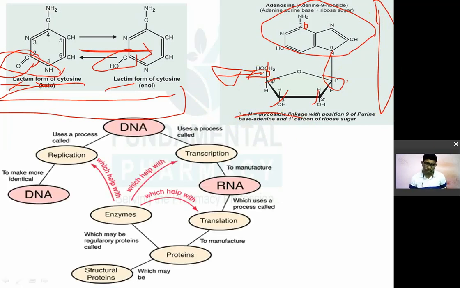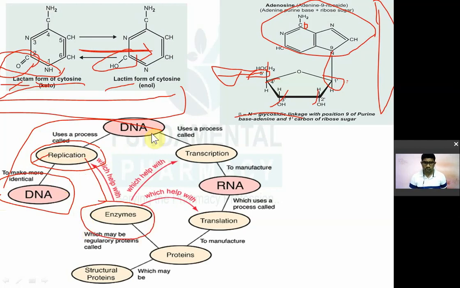Now again, central dogma of life. Your DNA, your cell will replicate the DNA. It will make identical copies of DNA. That is by means of replication. The process of making copies of your DNA by using enzymes is known as replication. Now making of RNA from DNA, by using enzymes again, is known as transcription. Making of protein from RNA, by using enzymes again, the process is known as translation or protein synthesis.